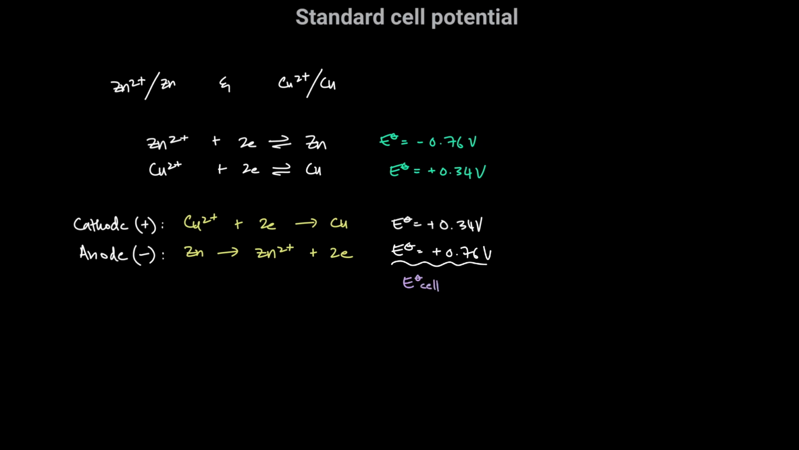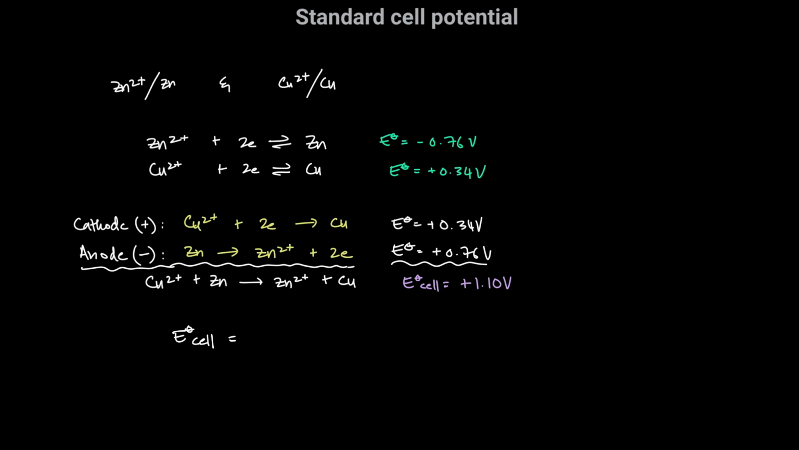The overall EMF of the cell, that's your standard cell potential, is positive 1.10 volts. And if we were to look at the overall equation, we have copper 2+ reacts with zinc to form Zn2+ and copper. You can also simply use this expression to determine the EMF of a cell.